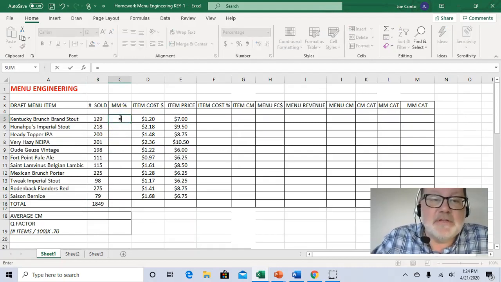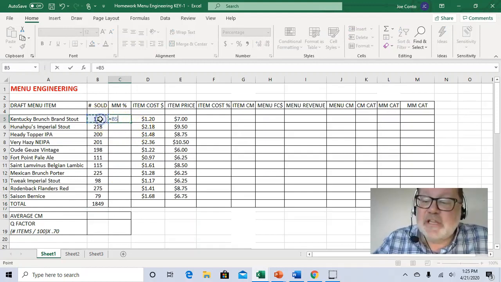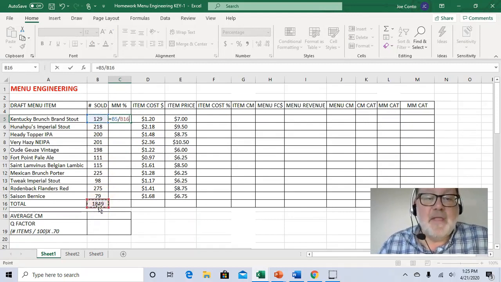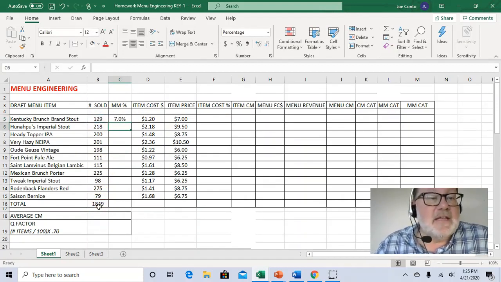Now, I just want to know how popular each of these items were. So I would go up into this area, start with an equal, and just take each line item and divide it by this total. See how I do that? And so in this case, for the Kentucky Brunch brand stout, 7% of all the drafts sold were this stout. I want to make easy work of it.